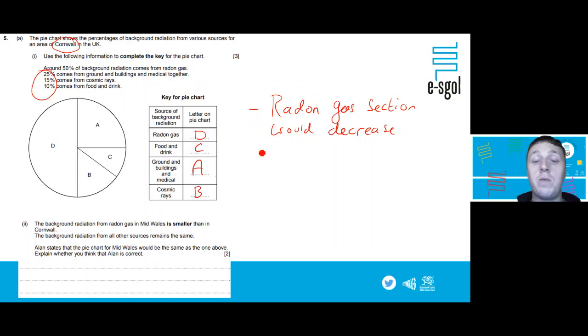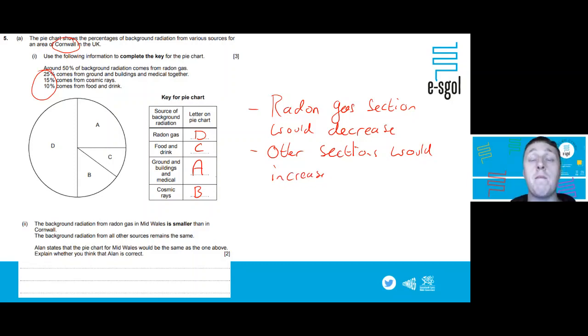How would this affect the overall? We could say other sections would increase as a result, because the amount of radiation in the other sections might stay the same, but they take up a larger percentage. And the final thing we could do is identify that Alan's statement is false or incorrect.